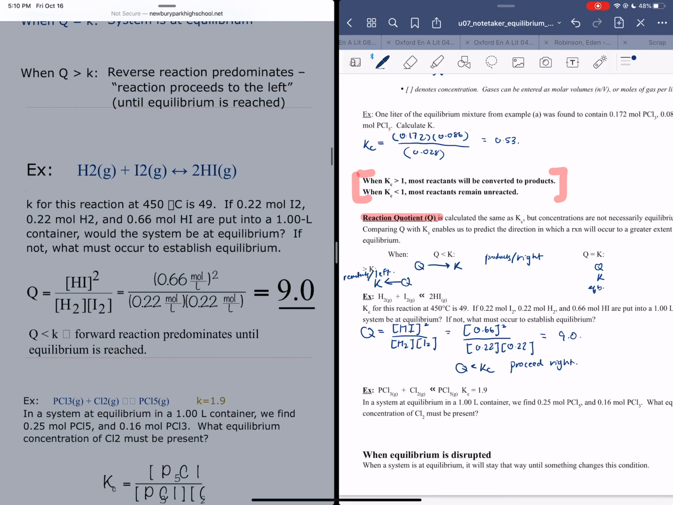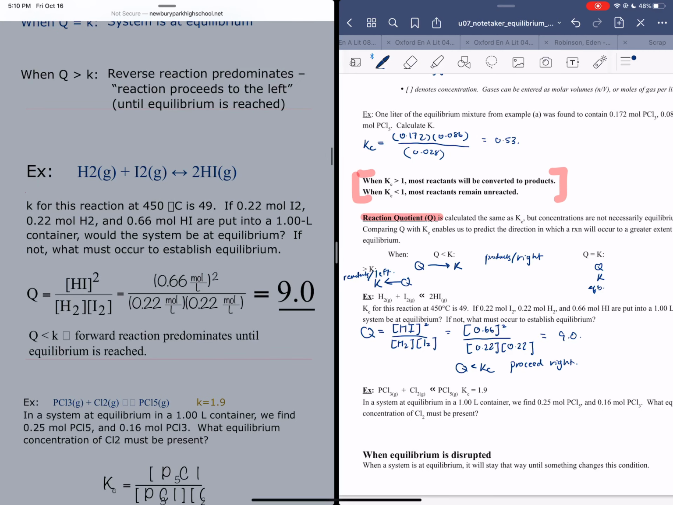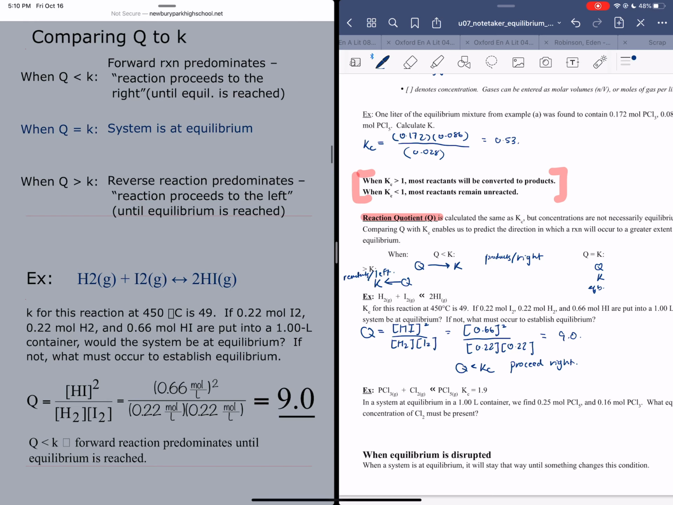Is that what this says here? So the forward reaction predominates. That's the same as going to the right. Again, there are many different ways to say it. I just like saying that.